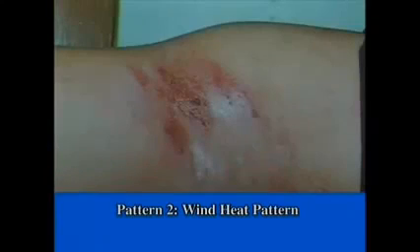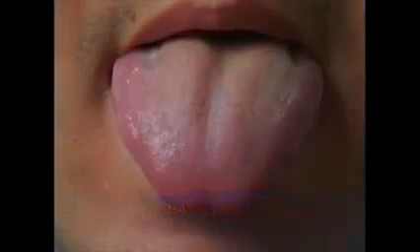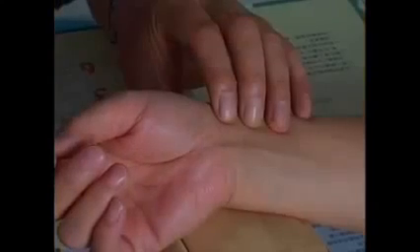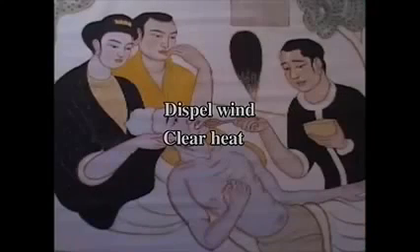Pattern 2. Wind heat pattern. The primary symptoms in wind heat pattern are red wheals that get worse with exposure to heat and better with cold. Manifestation is most common in the summer. The pulse will be floating and rapid, and the tongue fur thin and yellow. Treatment principle: dispel wind and clear heat.